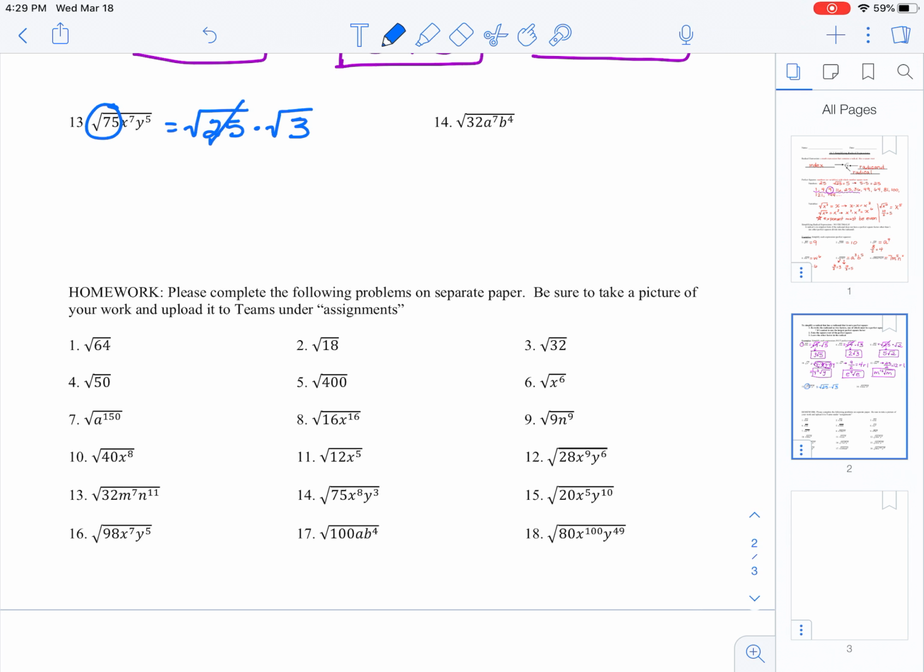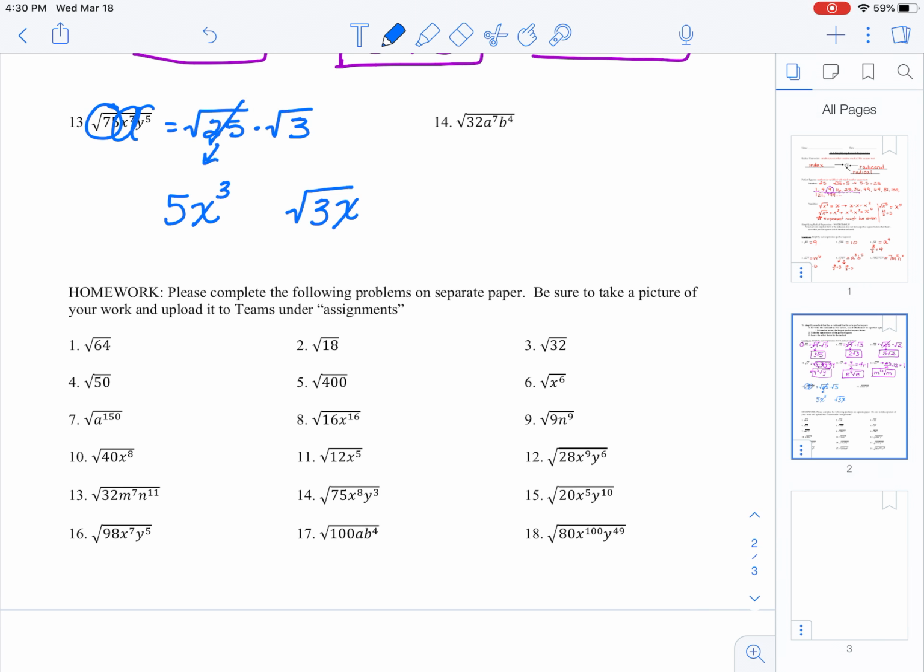25 is a perfect square. When I take its square root, I get 5. 3 is not a perfect square number, so it stays under the radical. For the number part, we're finished, but we also now have to deal with the letters. First we have x to the 7th power. So let's use our trick of dividing by 2. 7 divided by 2 is 3, remainder 1. So that means x to the 3rd power comes out of the radical, and that leftover x stays underneath.